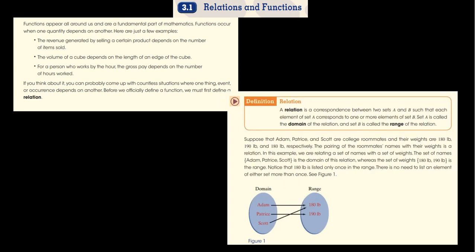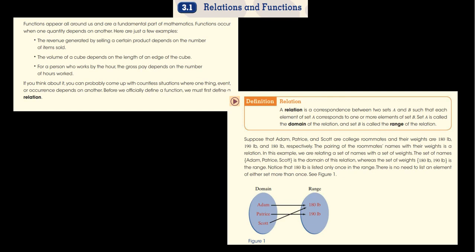So now let's define what a relation is, okay? A relation is a correspondence between two sets, A and B, such that each element of set A corresponds to one or more elements of set B. Set A is called the domain of the relation, and set B is called the range. And hopefully you've heard the terms domain and range before. If not, you're definitely going to be familiar with them by the end of this lecture.